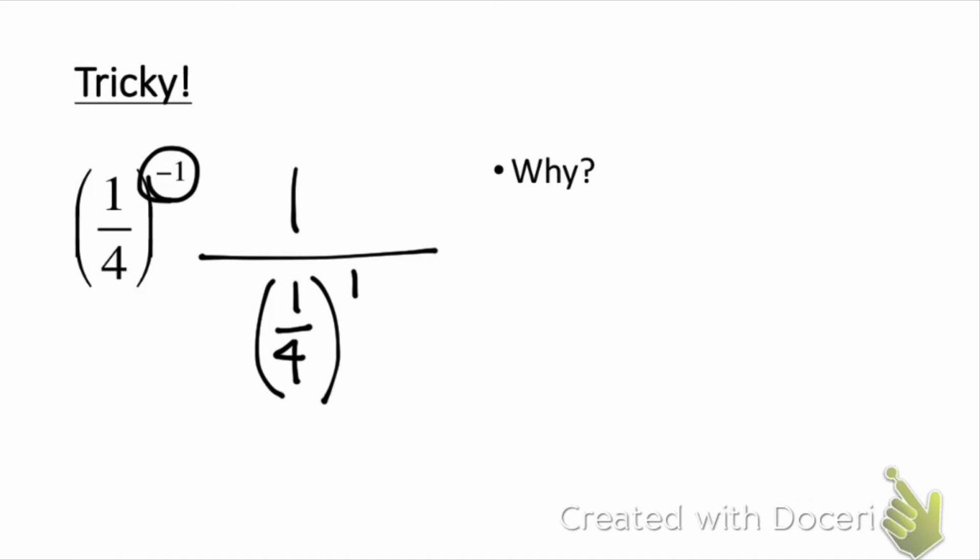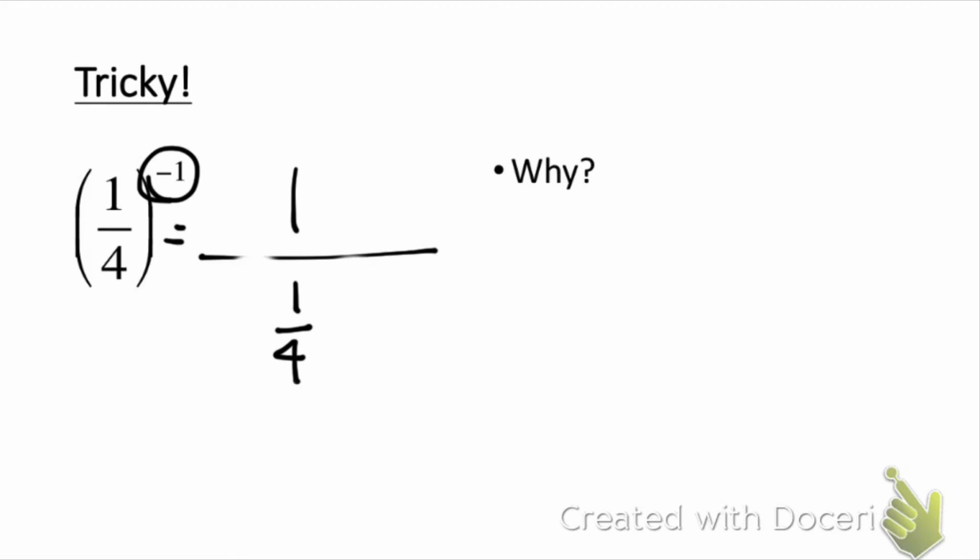like this. So I rewrote it using a positive exponent, but I put the 1/4 to the first power in the denominator. Now take a look at this right here. Anything to the first power is equal to the base. So that's actually equal just to 1/4. I'm going to go ahead and erase around it and just leave the 1/4. So I have 1 over 1/4.